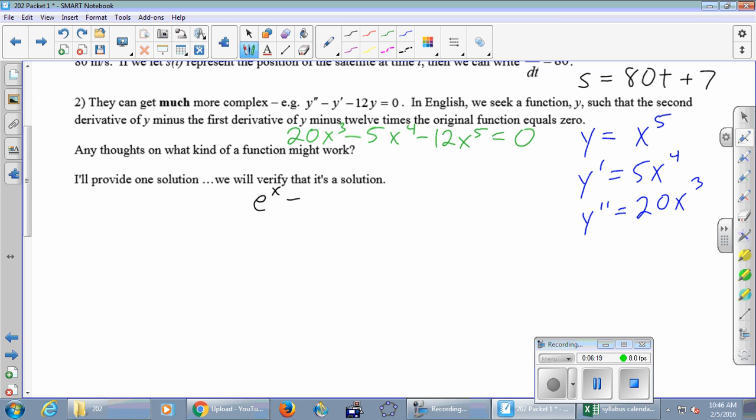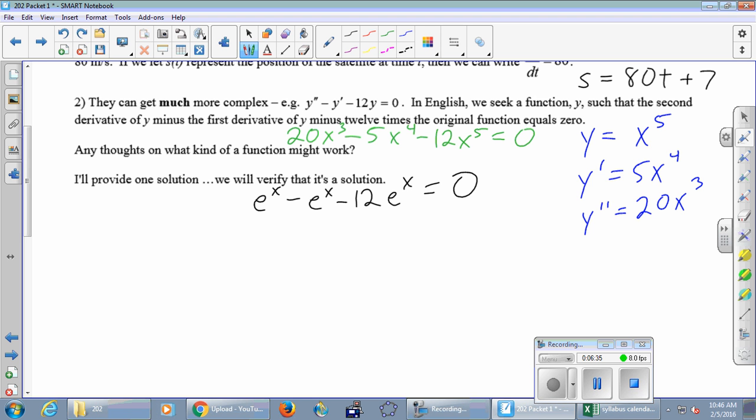So second derivative is e to the x. First derivative is also e to the x, minus 12 times the original function, e to the x. Is it always equal to 0? No, but at least we had terms that were canceling each other, right? There's cancellation that happens here.